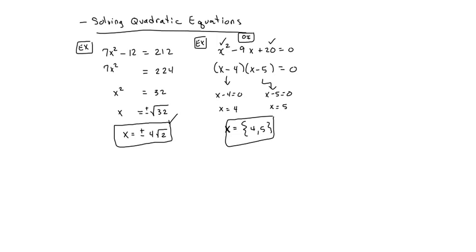Little FYI, whenever the highest exponent is 2, I'm expecting 2 answers. If the highest exponent is 3, I'm expecting 3 answers. You won't always get them, but that's what I'm expecting to get.